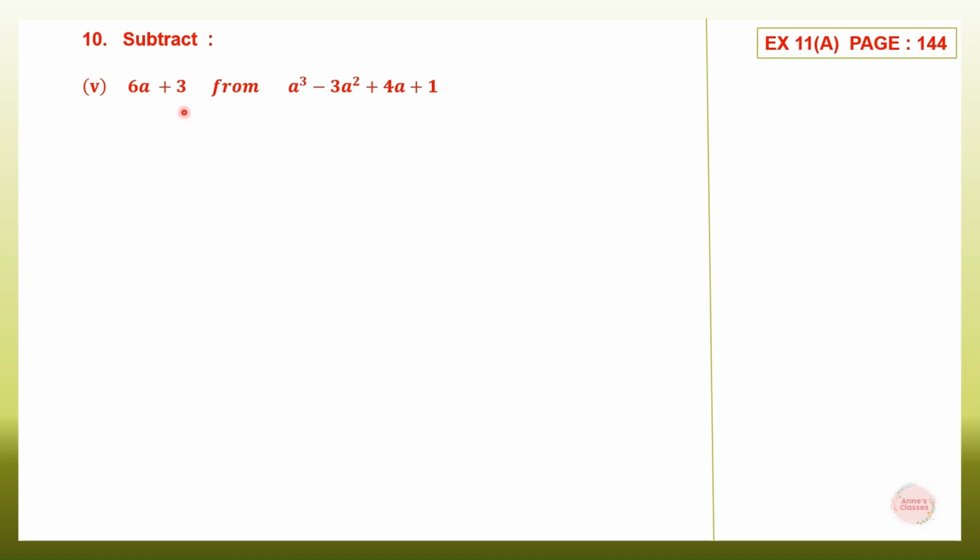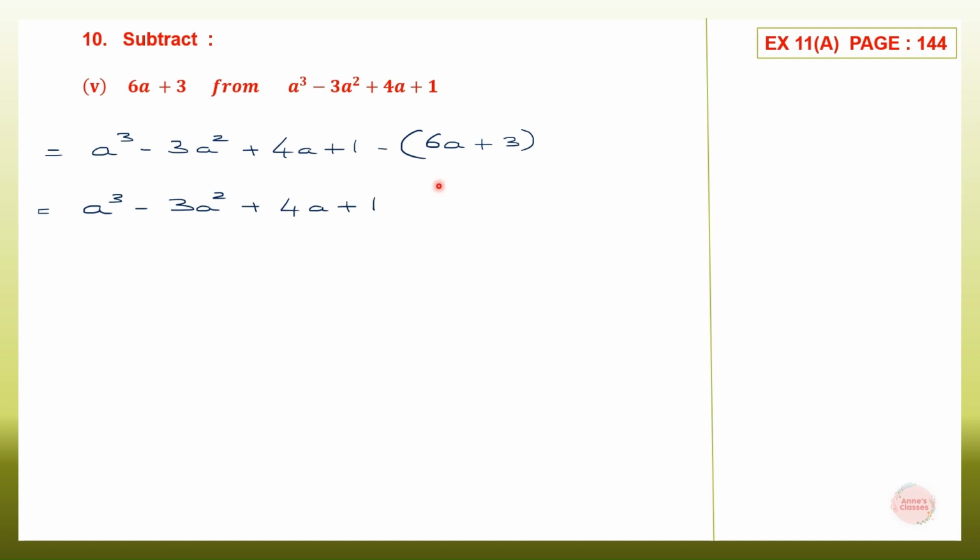Question 5. Subtract this from this polynomial. So let's write this first. So here we're going to write a cube minus 3a square plus 4a plus 1 minus 6a plus 3. Let's remove brackets now. So this is a cube minus 3a square plus 4a plus 1 as it is. Then since we have the minus sign before the bracket, the sign of all these will change. So that will become minus 6a minus 3.